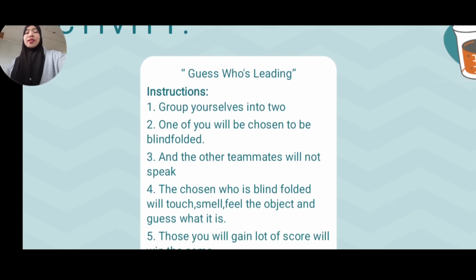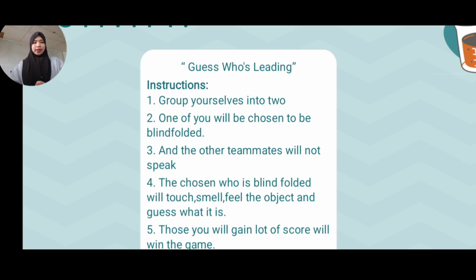Okay, so if you understand, let us have our activity. This is called Guess Who's Sleeping. So I'm going to group you into two, and one of you will be chosen to be blindfolded. Okay, so blindfolded sa inyo, and then the other teammates will not speak. The one chosen to be blindfolded will touch, smell, and feel the object and guess what it is.